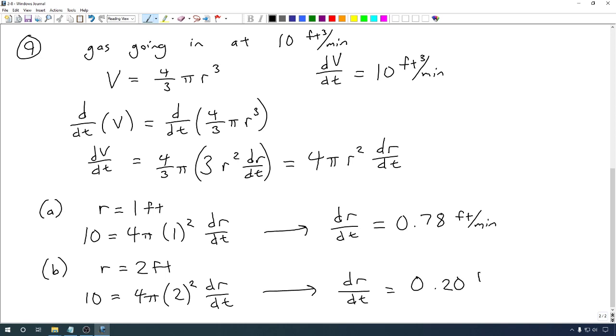And we get, after some rounding, 0.20 feet per minute. It's like 0.197 or something like that. But if you round it to the nearest 2 decimal places, it's 0.2. So this gives us the idea that the bigger the balloon already is, the slower that radius is expanding.